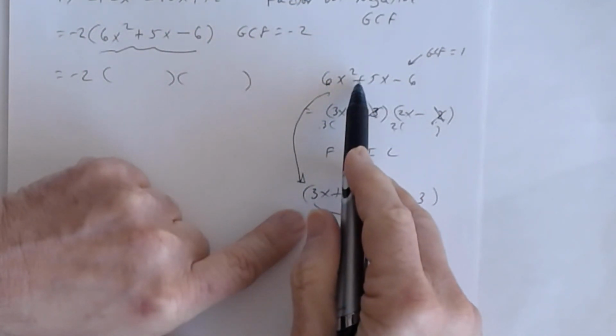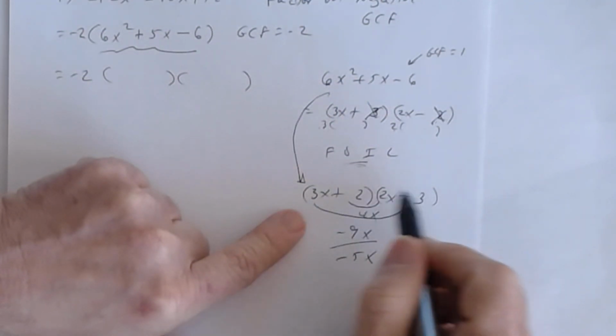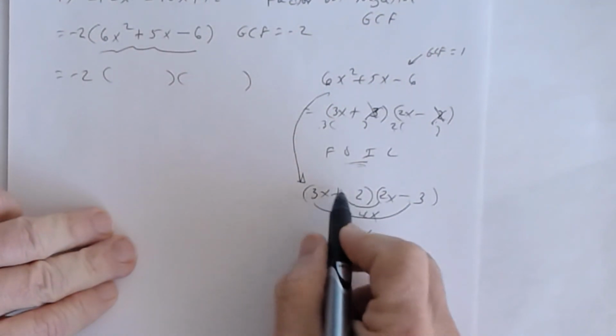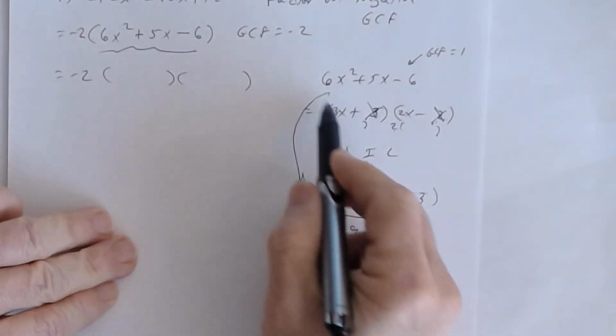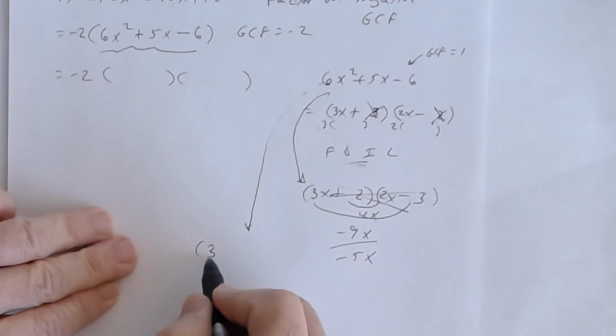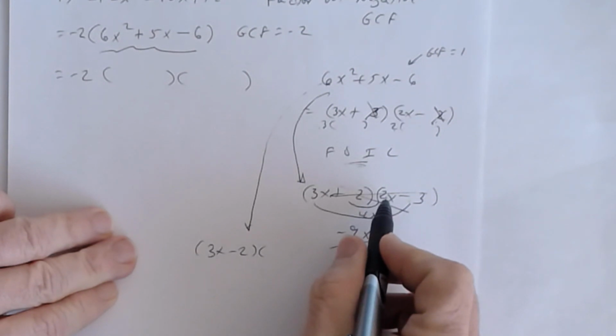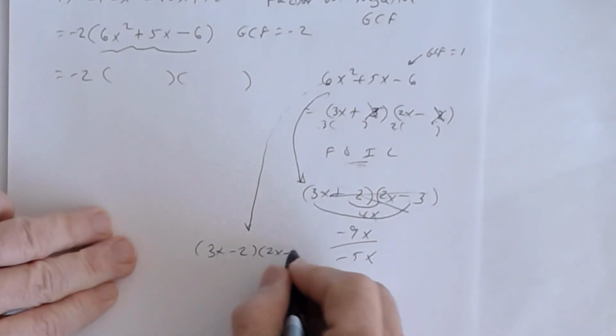But that's not what I wanted. I wanted a positive 5x, but those are opposites. So all that means is you change the signs. So in other words, instead of this being the answer, it'll be this. It'll be 3x. Instead of saying plus 2, you're going to say minus 2. And instead of saying 2x minus 3, you're going to say 2x plus 3.